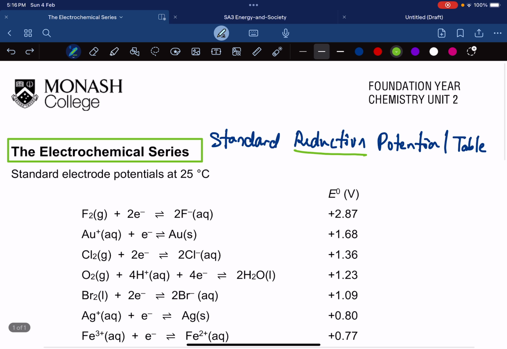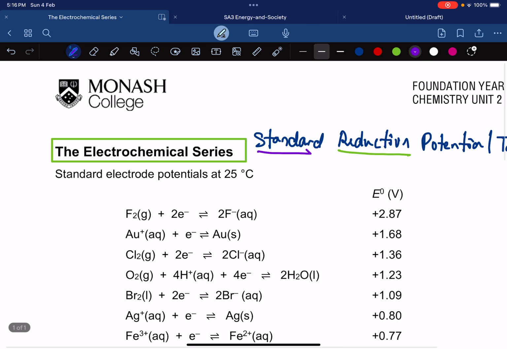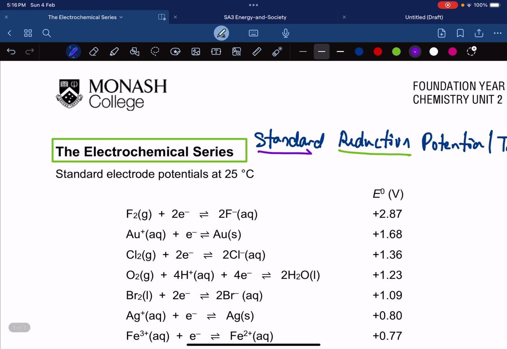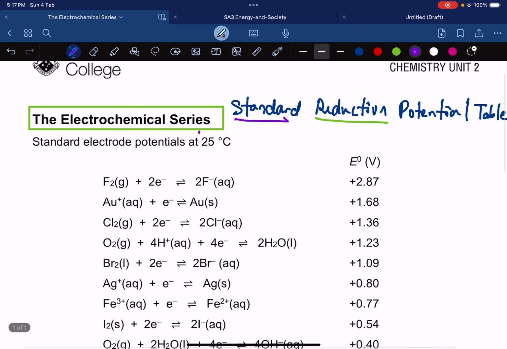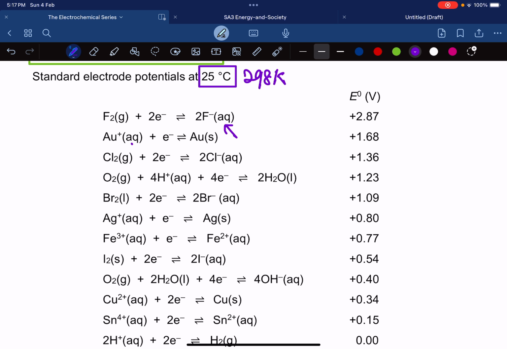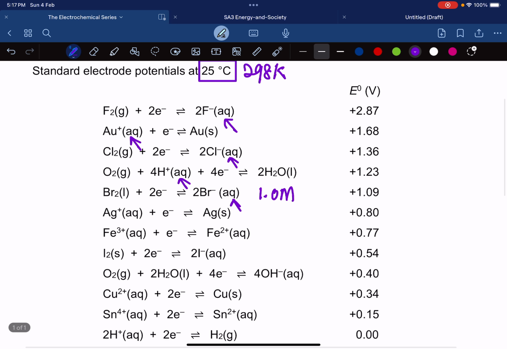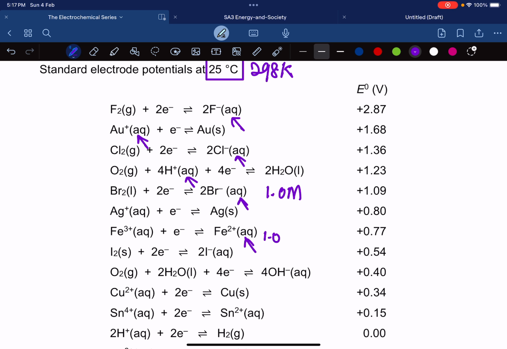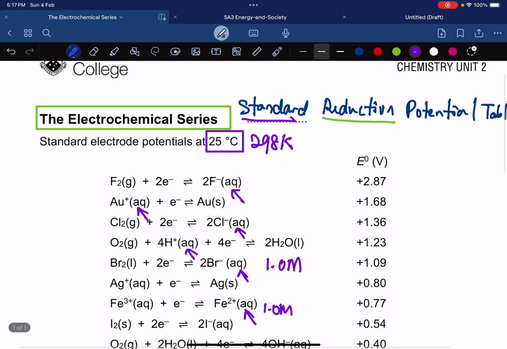The next word that you see here is standard. Now, what does standard mean? Standard means that this table was created under standard conditions, which is 25 degrees Celsius or 298 Kelvin. That's number one. And then anything which you see here that is aqueous is 1 molar. Okay, so every aqueous solution that you are dealing with in this table is 1 molar. So the second thing is all solutions are 1 molar.